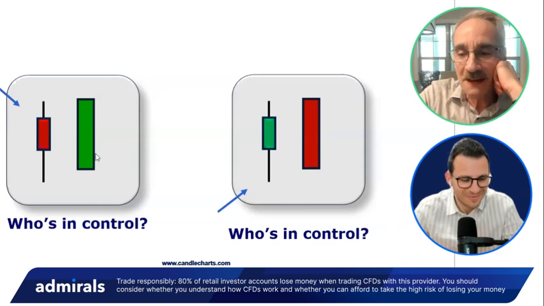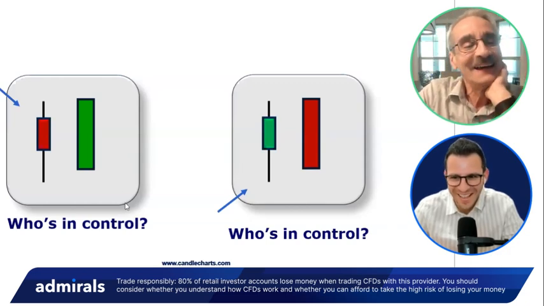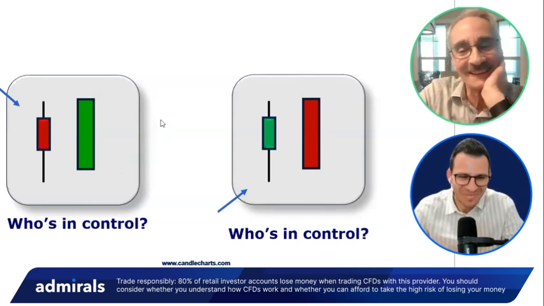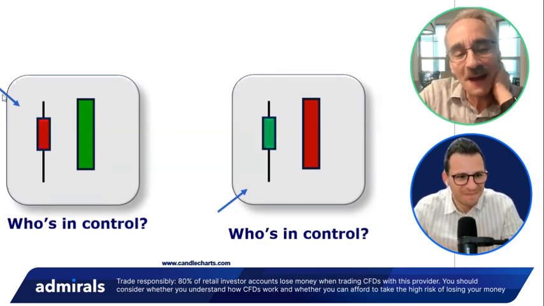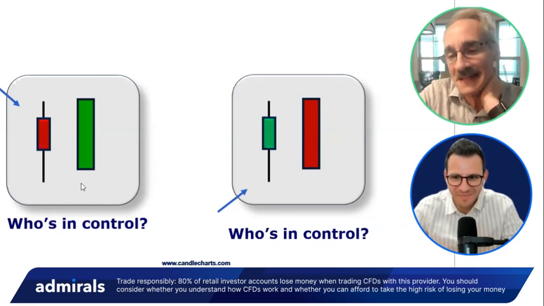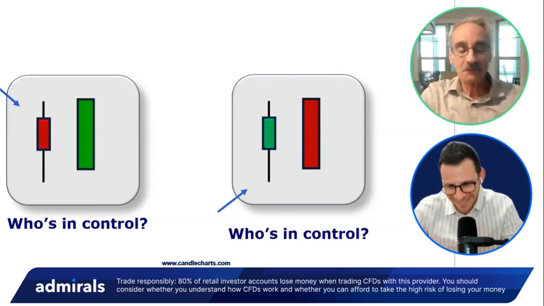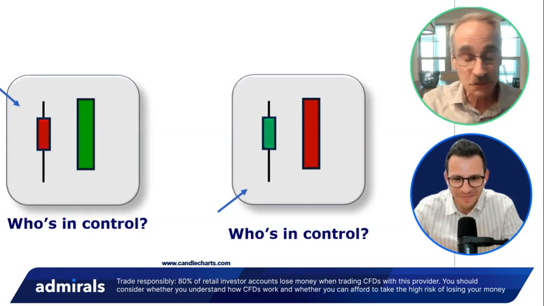A bullish engulfing pattern comes after a downtrend. All right, it's a bottom reversal signal, even if it's a short-term downtrend.